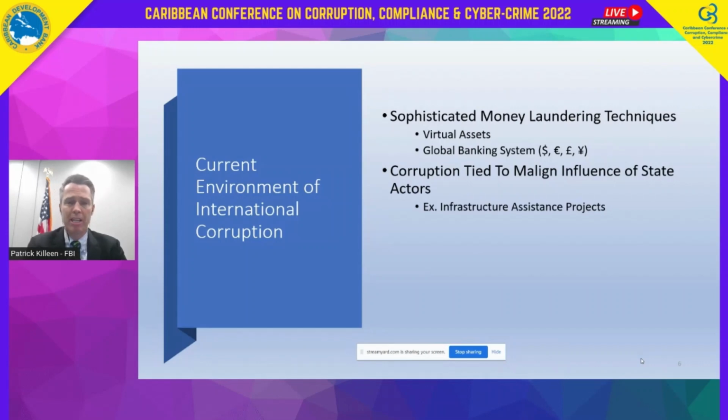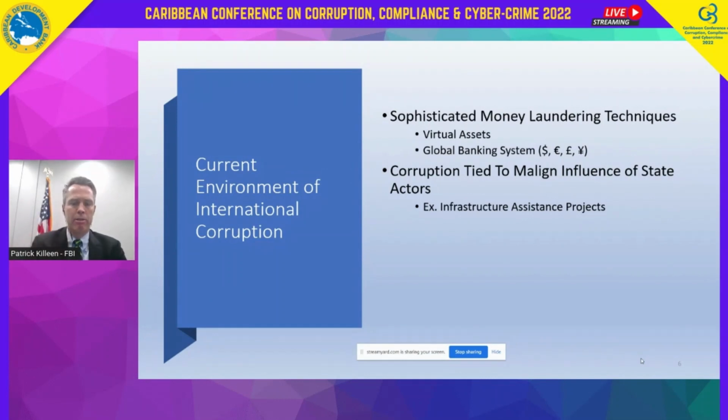Also, we're seeing a large increase in corruption tied to the malign influence of state actors. Now, what do I mean by that? Without naming any particular countries, what very often happens is foreign countries try to gain influence in other jurisdictions. And one of the ways they attempt to gain that influence is through corrupt matters. Now, that could be through straight-on payments to public officials, but very often it's done under the guise of other methods.